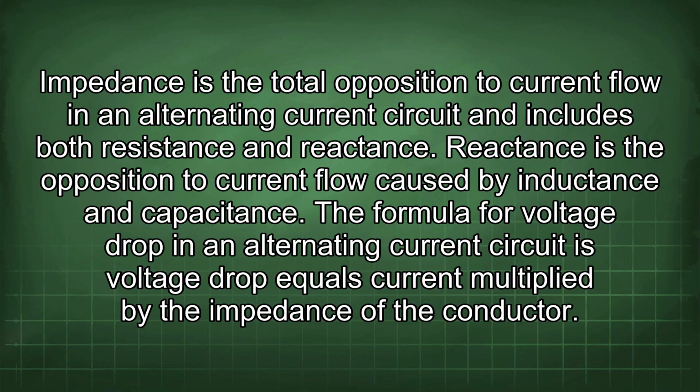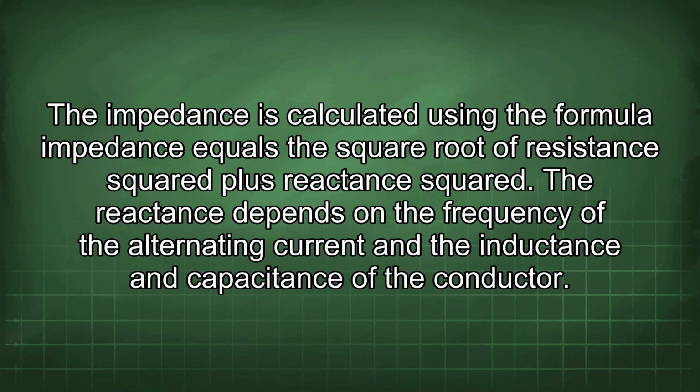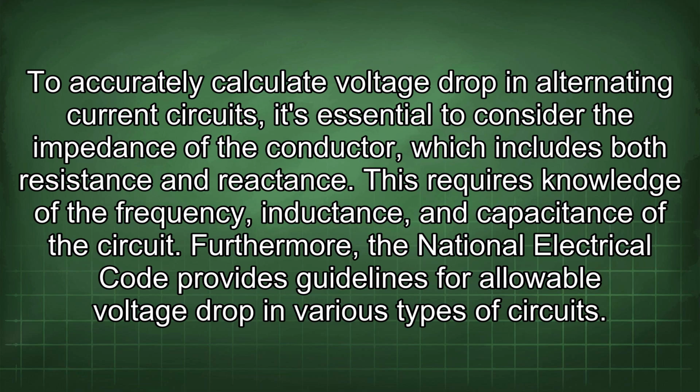The formula for voltage drop in an alternating current circuit is voltage drop equals current multiplied by the impedance of the conductor. The impedance is calculated using the formula impedance equals the square root of resistance squared plus reactance squared. The reactance depends on the frequency of the alternating current and the inductance and capacitance of the conductor. To accurately calculate voltage drop in alternating current circuits, it's essential to consider the impedance of the conductor, which includes both resistance and reactance. This requires knowledge of the frequency, inductance, and capacitance of the circuit.